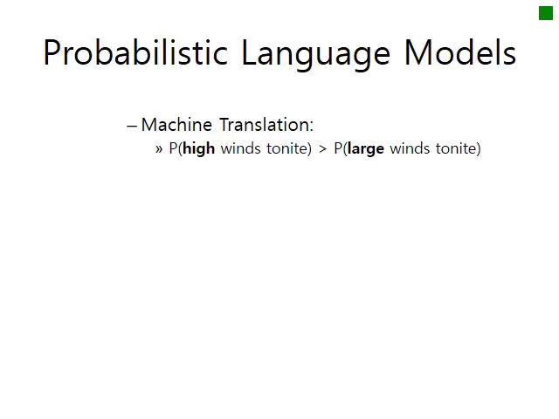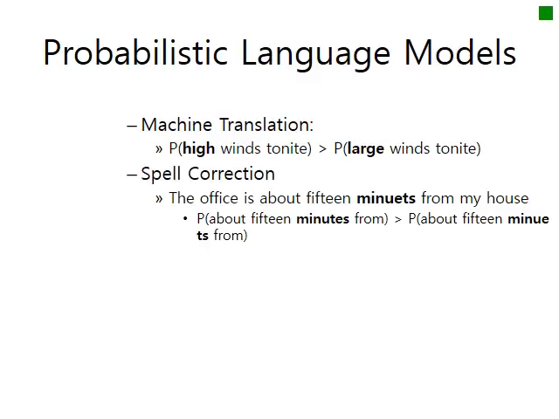It can be used for translation, when you are translating something from Korean to English. You want to say that winds will be very strong. Based on your understanding of English, you know that strong or high will be a better choice than large, even though the three words have similar meanings.